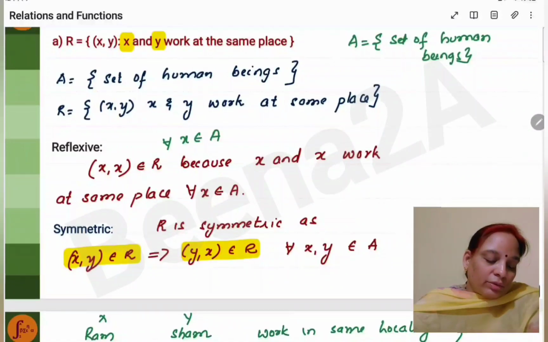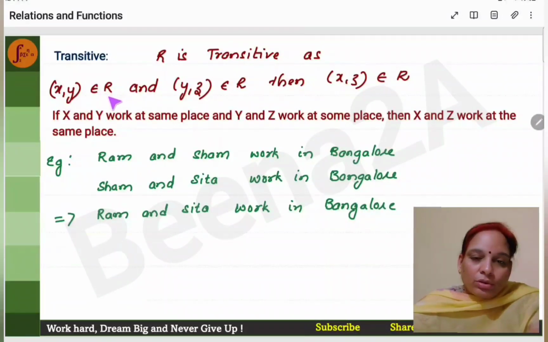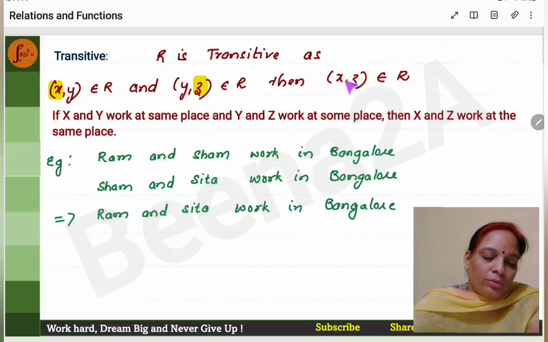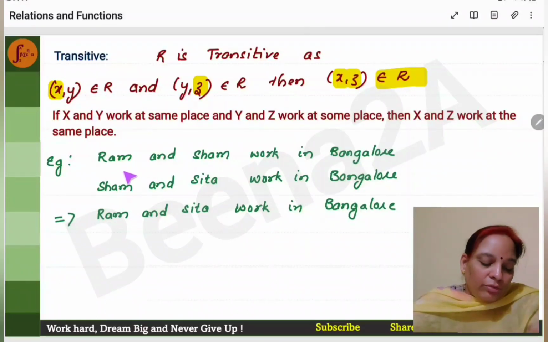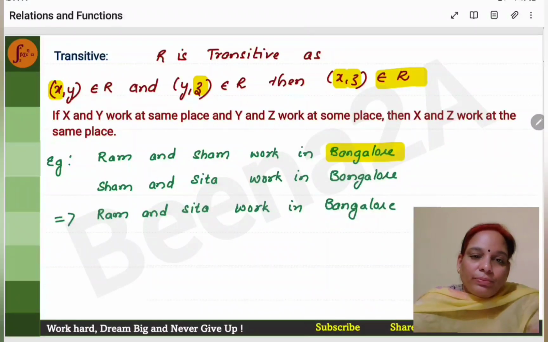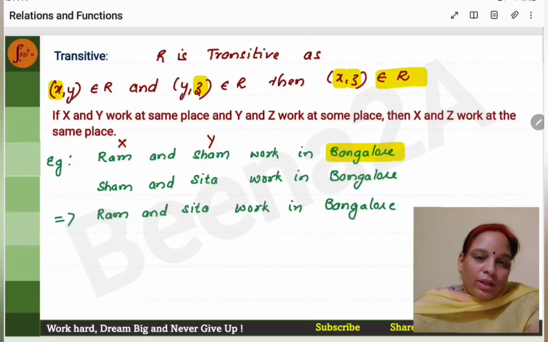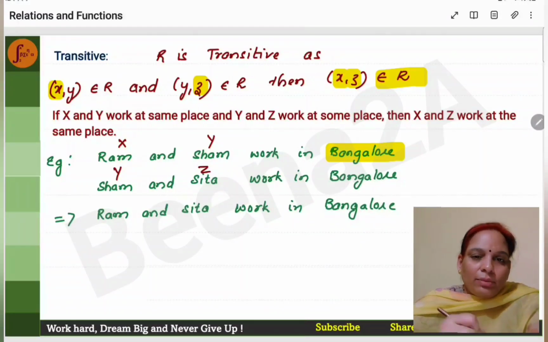Now for transitive, what is the condition? If xy belongs to R and yz belongs to R, then xz should belong to R. The first element and the last element should belong to R. Now we'll take an example. If Ram and Shyam work in Bangalore, same locality, right? Say this is x, this is y. If x and y work in Bangalore, then I should take y and z. Shyam and z, let z be Sita.